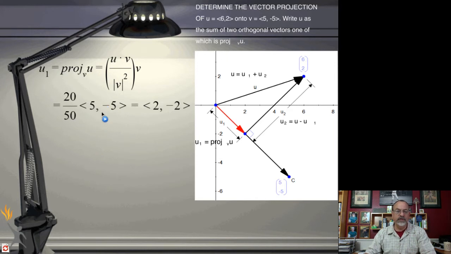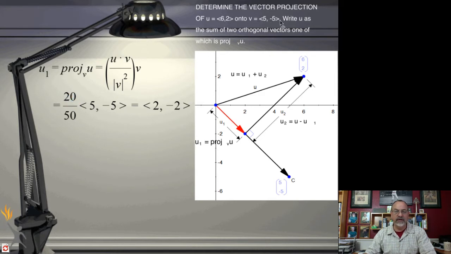So to determine the components of this red vector here, which is the projection vector, I take the dot product of the two vectors. So the 6 times the 5, that's 30, plus the 2 times the negative 5, negative 10, that's 30 minus 10, which is 20. So that's the dot product of the two vectors in the problem.